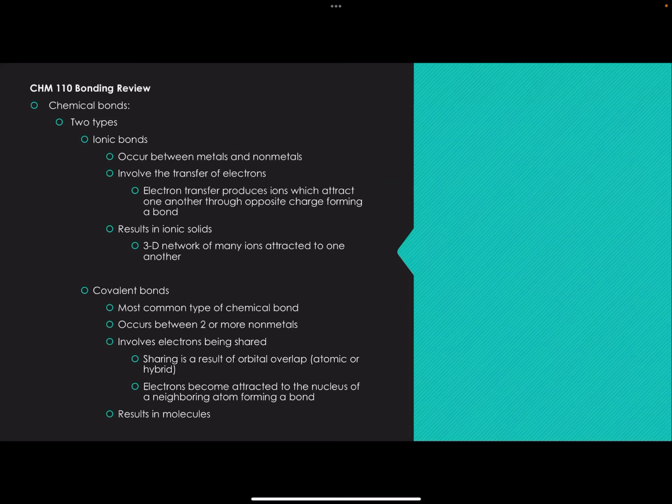So as a review, when it comes to chemical bonding, and this came from your first semester chemistry, you can look back and review chemical bonding. When it comes to chemical bonds, there are two primary types. We have ionic bonds and covalent bonds.